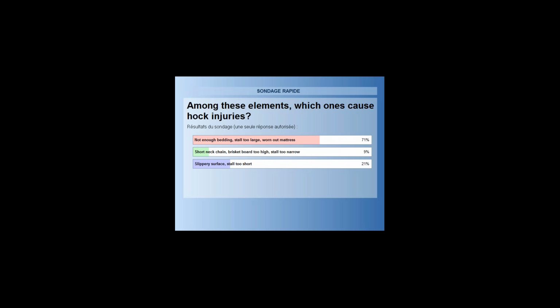All right. So most people, 70%, answered the first answer, so let's explore what the answers are. Not enough bedding, stall too large, worn out mattress. So basically, not all of those, but some of those could be potential risk factors. Right. So not enough bedding, definitely.